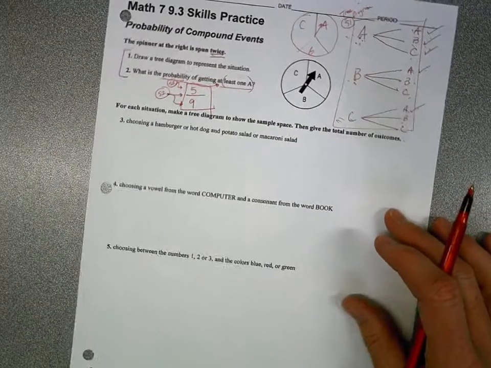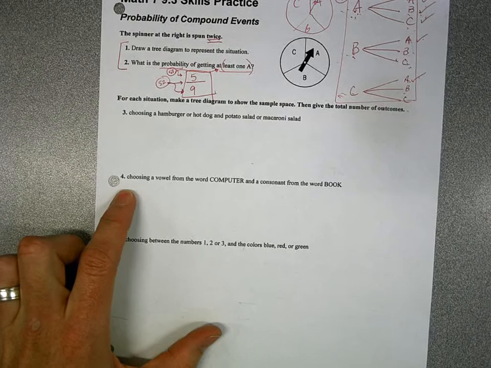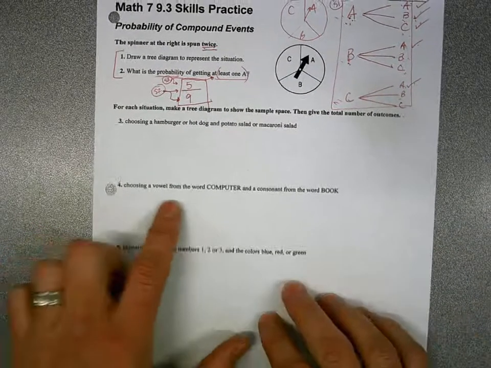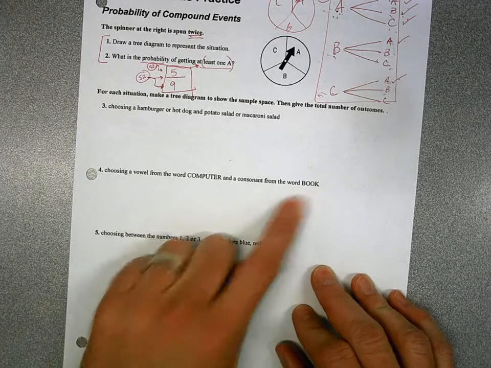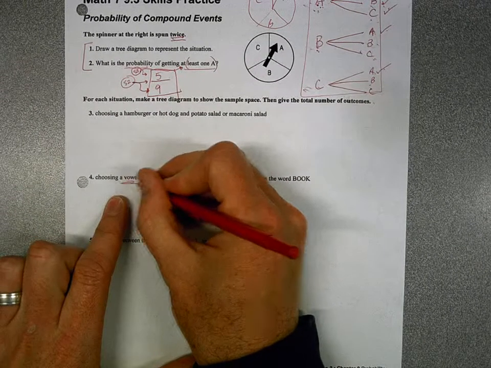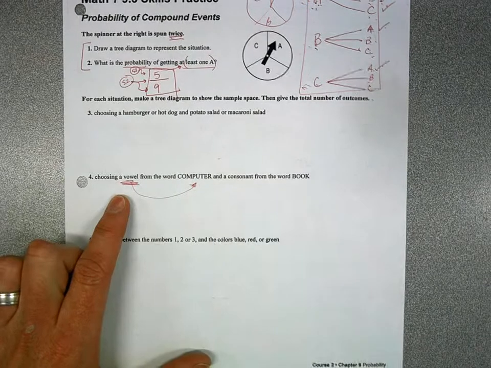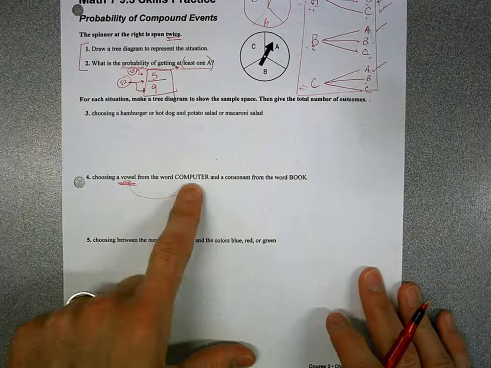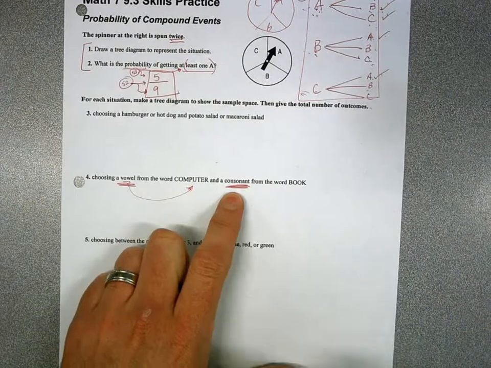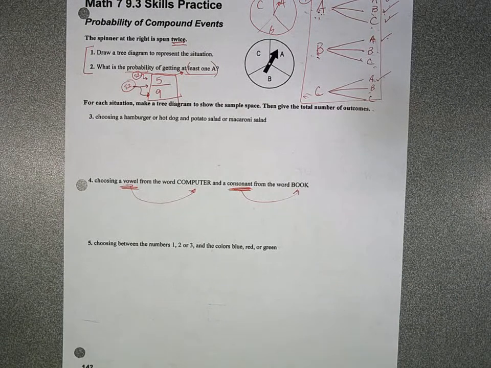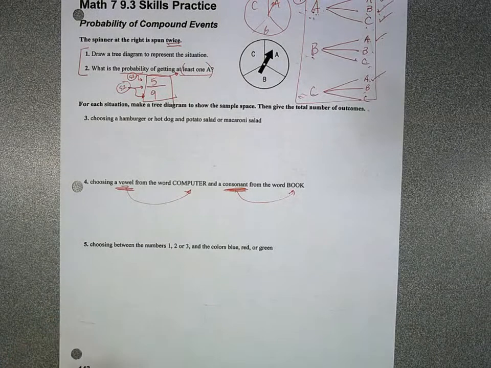Now, the one last one is on the skills side. I'm not a big fan of this problem, but I'm going to try to make it clear to you. It says choosing a vowel from the word computer and a consonant from the word book. Here's what this means. Pretend you have 2 different bags. The first bag has only the vowels from this word. They have little pieces of paper with all the vowels from this word. Then the second bag has only the consonants from that word. And you're choosing, of course, 1 out of here and 1 out of here. So that's kind of what that is.